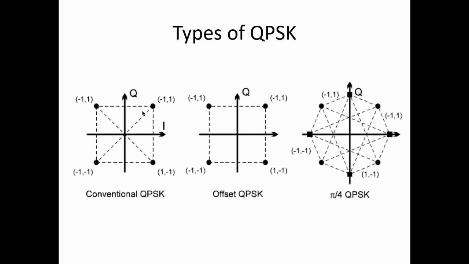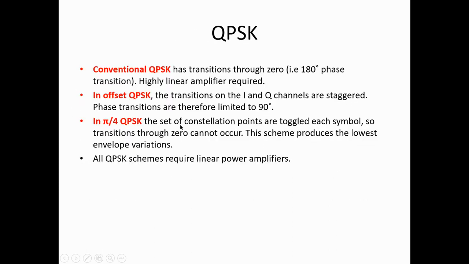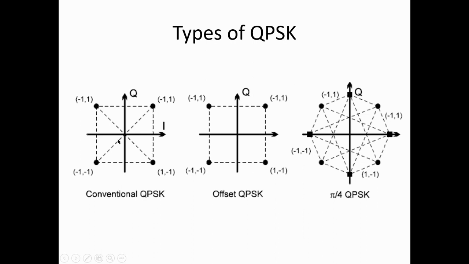If you want to transmit two bits simultaneously from 0 to 1 or 1 to 0, obviously it will have a 180-degree phase shift. The 180-degree phase shift crosses the zeroth line. If the 180-degree phase shift crosses the zeroth line, obviously that will create a non-linear effect. That non-linear effect creates a side lobe level at the transmitter end. This is the drawback of QPSK.